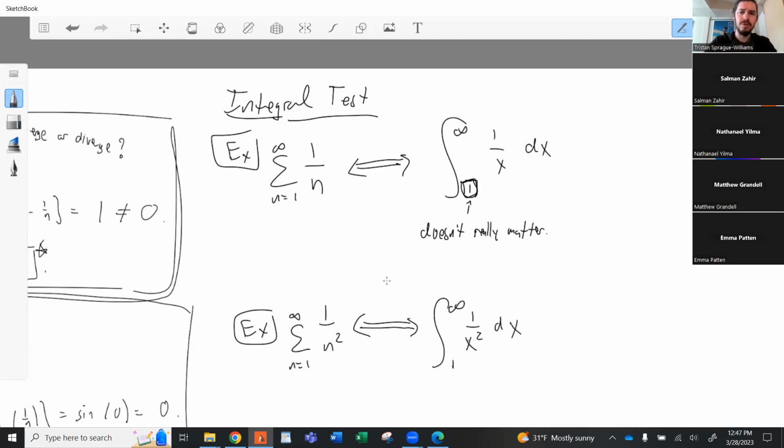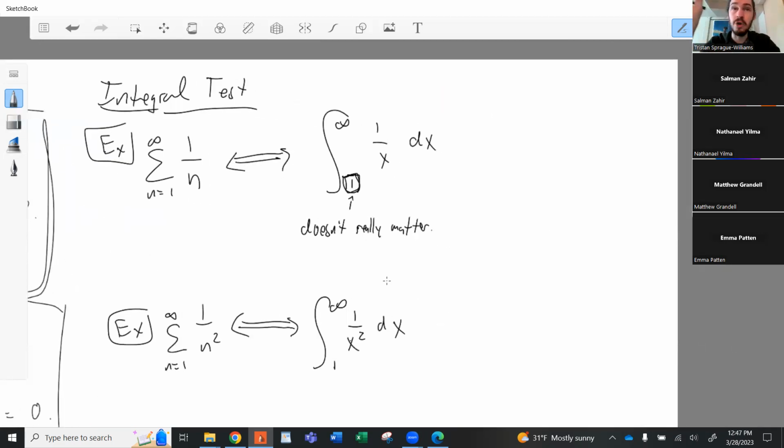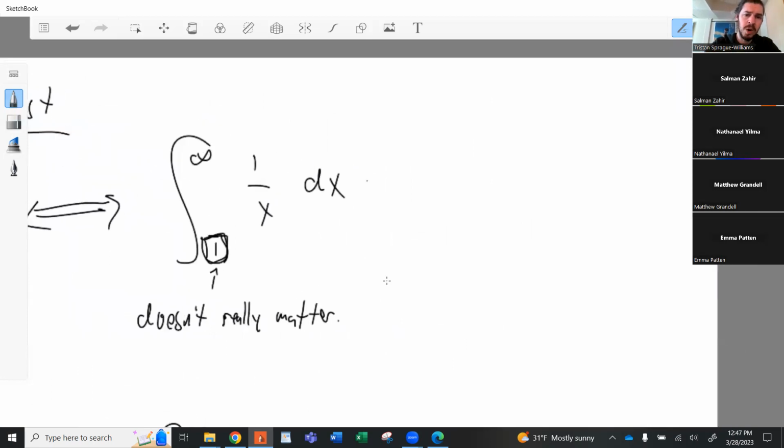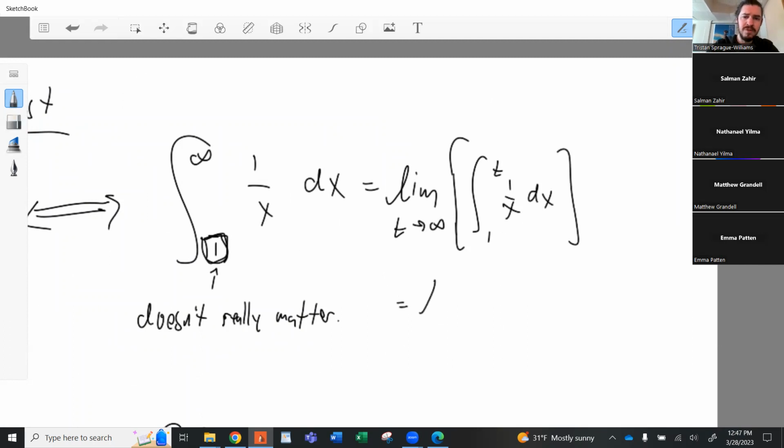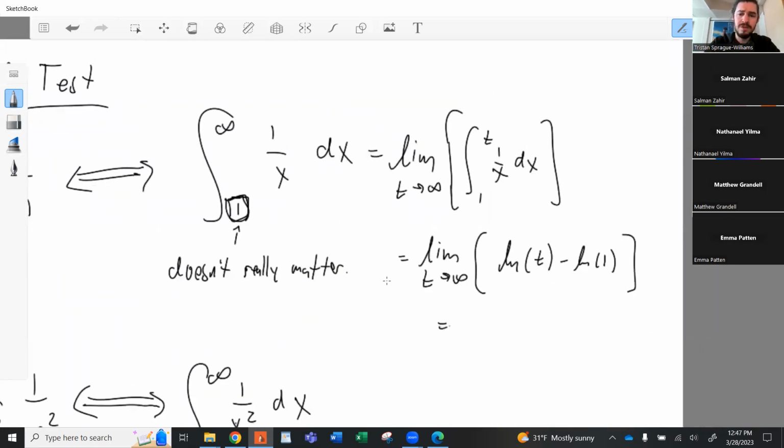So we want to evaluate these two integrals and see if the integral converges or diverges. Here, what we'll do is take the limit as t goes to infinity, and integrate from 1 to t the 1 over x function. Now, the antiderivative of 1 over x is the natural log of x. So we're going to get natural log of t minus natural log of 1. And what is that as t goes to infinity?